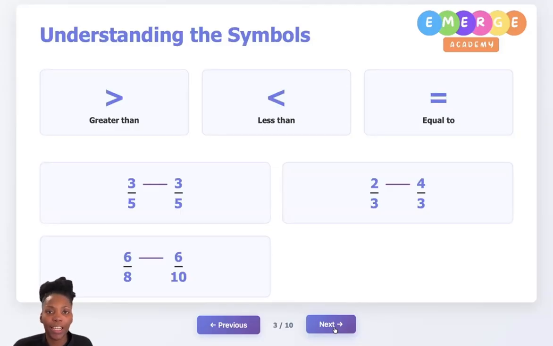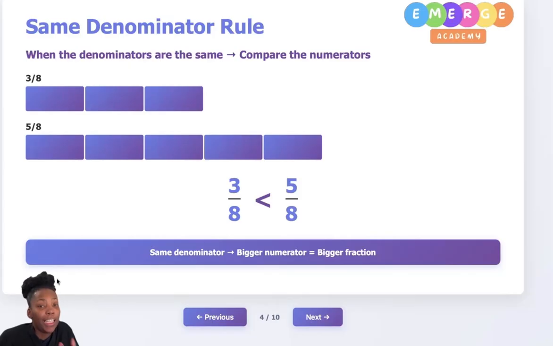Greater than, less than, equal to. These symbols are very important when we are looking at comparing fractions. I will explain it in further detail later on in the lesson. But all you need to know right now is this is exactly how we would use these signs. We'd say that is equal to. We would say this one is less than, and we would say this one is greater than.